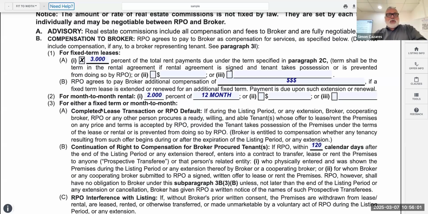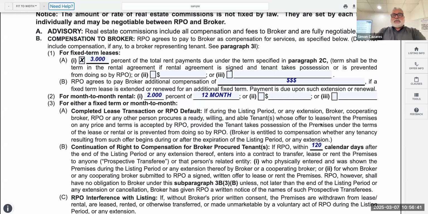Section B, 1, 2, and 3 go into, again, the compensation of what you're going to be charging. The number 2 is for month-to-month rental of 2%. Okay, so this is, again, if let's say that the landlord agrees to pay broker additional compensation, okay? On top of what you're already making here, the 3%, you can put a flat fee here, or you can put other specific terms here. But the landlord agrees to pay additional, meaning any additional on top of what they've already agreed to, then that's where you're going to put that amount.